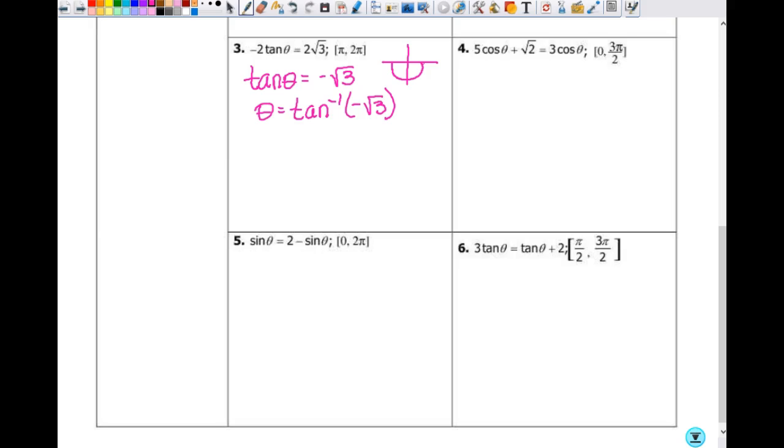Is tangent negative in either one of those quadrants? The fourth, because it's All Students Take Calculus, so it's in the fourth quadrant. Now, let's say tangent wasn't negative in any of those, then my answer would just be no solution. That is possible. So first of all, just think, what is the tangent inverse of the square root of 3? Close, it's pi thirds. So the tangent inverse of the square root of 3 is pi thirds. So I want my pi thirds fourth quadrant angle, and what's that?